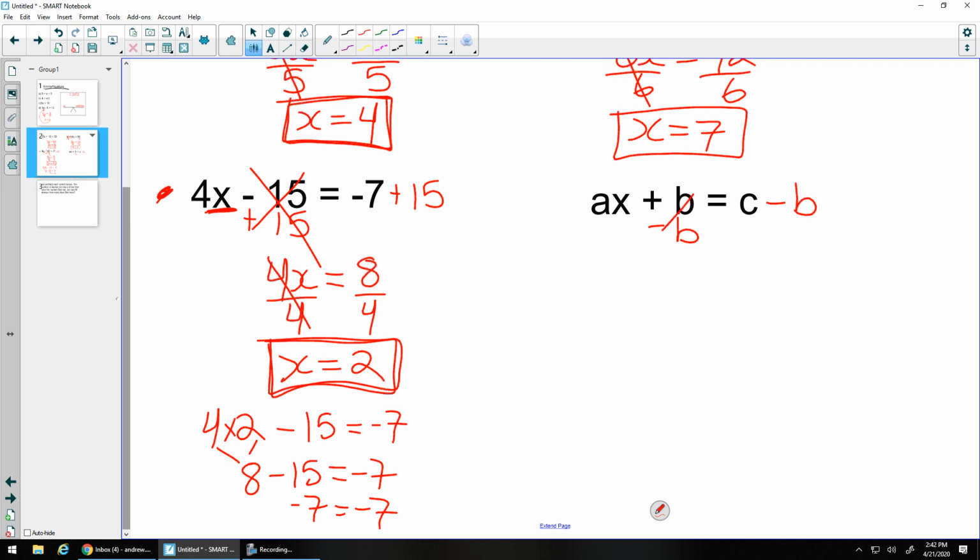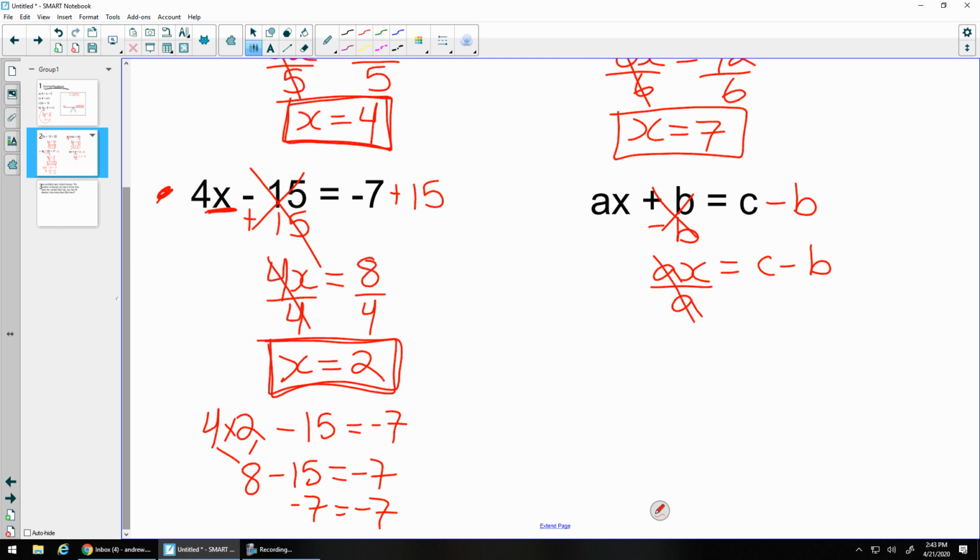Okay, now these b's cancel out. I'm just left with ax, a multiplied by x, is equal to, I don't know what the answer to c minus b is, but I can still write c minus b. Okay, now x is being multiplied by a. I can divide by a on that side. That will still cancel out a.